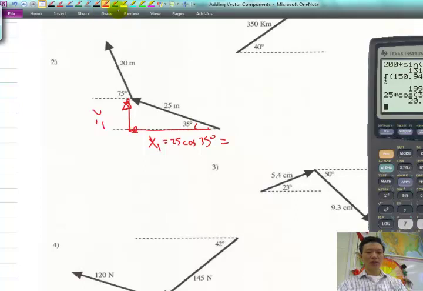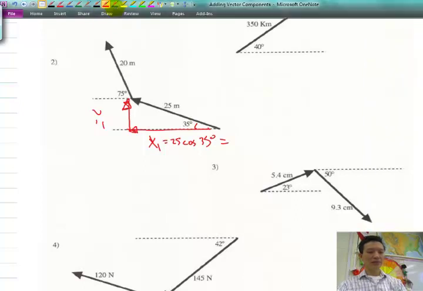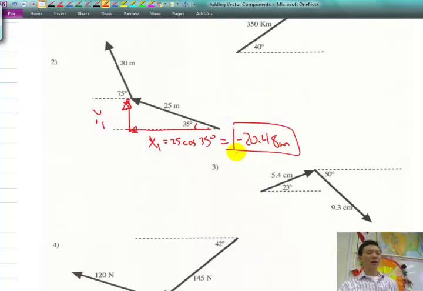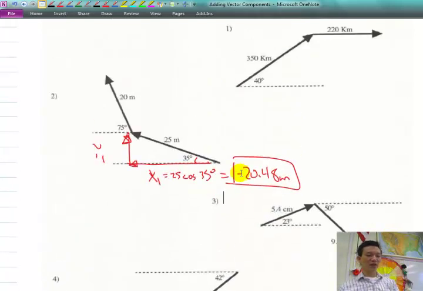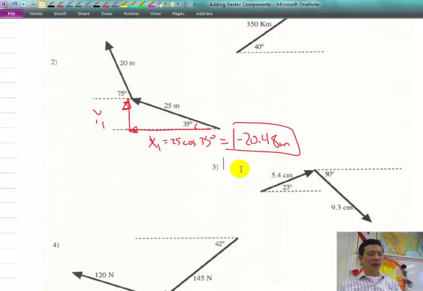And look what I'm going to do that's kind of tricky. I'm going to add a negative in front. Negative 20.48 meters. Why negative? Because it's going which way? To the left. Is that important? It is, because you might go to the right and then to the left, right? You just got to be consistent depending on the problem there. Or you might go down and then up, okay?